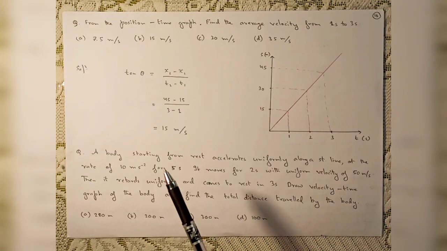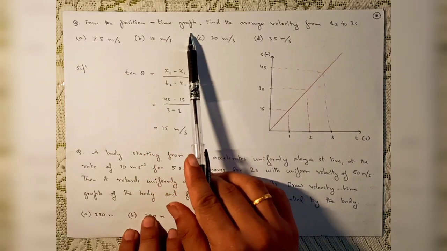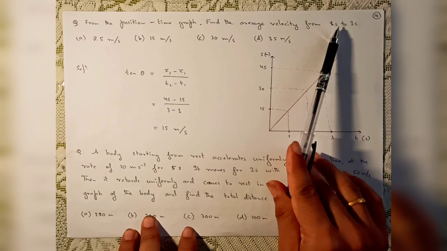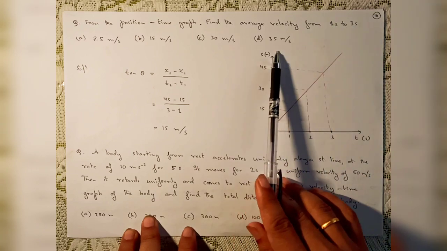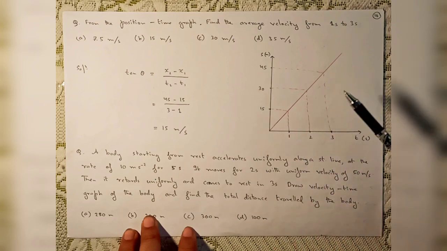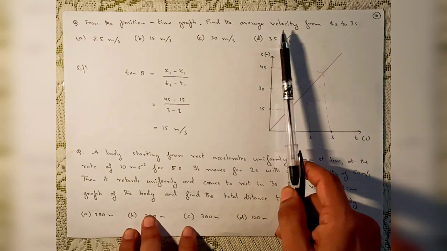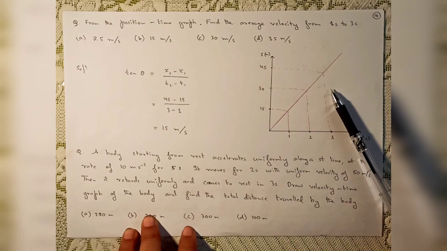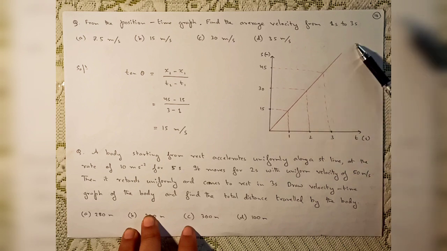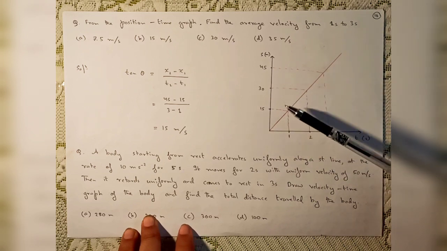So let us have a look into this particular example. From the position time graph, find the average velocity from 1 second to 3 seconds. Here this is the position time graph, this is position, this is time. They want you to find the average velocity from this graph. Here this is a linear graph, increasing uniformly, so this is a uniform motion.